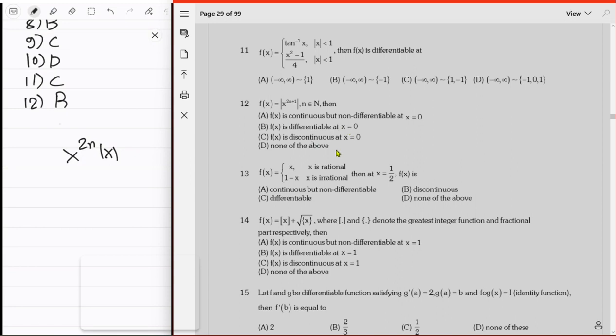13th. 13th is f of x is equal to x or minus x if x is rational. And oh my, that is not good. Oh, it's discontinuous at every single point, it seems, because between two rational numbers, you can always find another irrational number. So yeah, it's discontinuous everywhere.